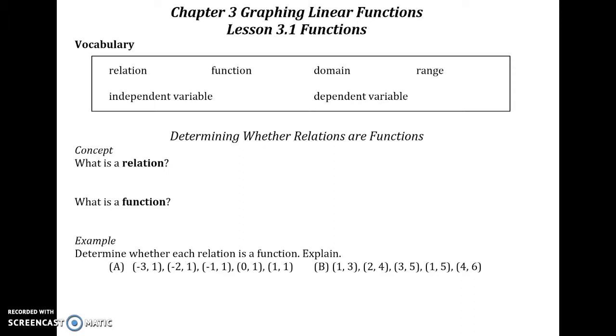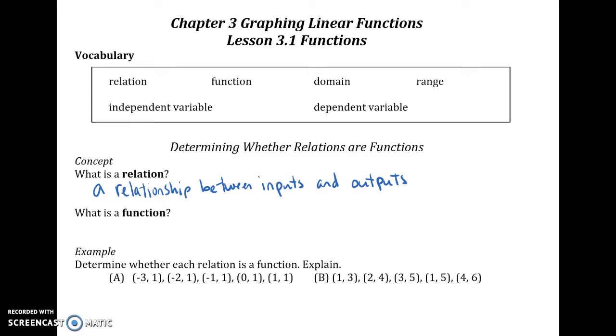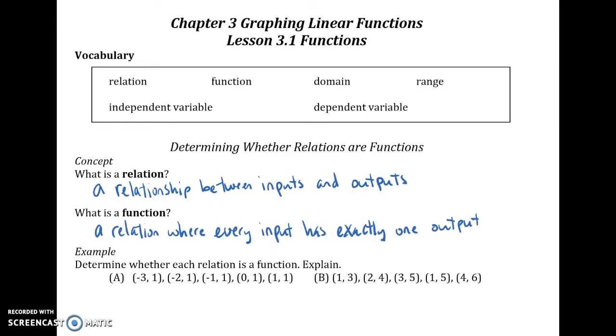So what is a relation and what is a function? A relation is basically any relationship that goes between inputs and outputs. So equations, right? Numbers you put into a calculator. These could all be different types of relations. A function is a specific relation where there's exactly one output for every input. So again, every input has exactly one output. The big idea is that the input cannot repeat.